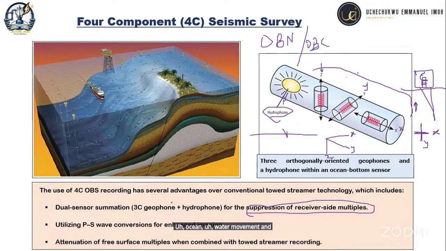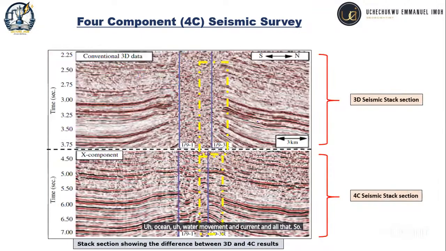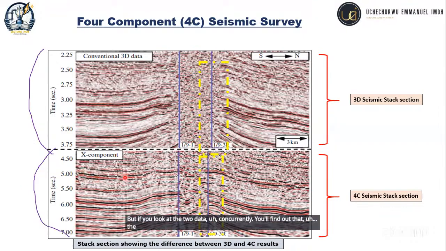So your OBC gives you a better image of the subsurface compared to a conventional 3D seismic data, just as shown in here. So this part is your 3D and the lower part is your OBC. If you look at the two data concurrently, you find out that the seismic data on the lower part has better data resolution. Event continuities are better because you used your 4C seismic to acquire that. So that is it for our seismic acquisition and seismic survey.